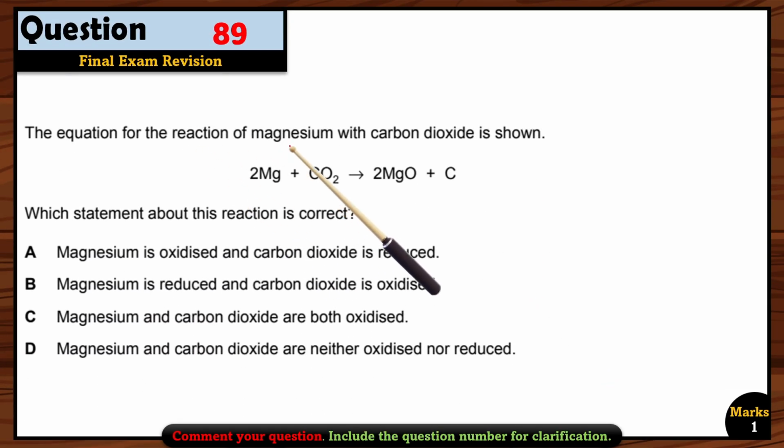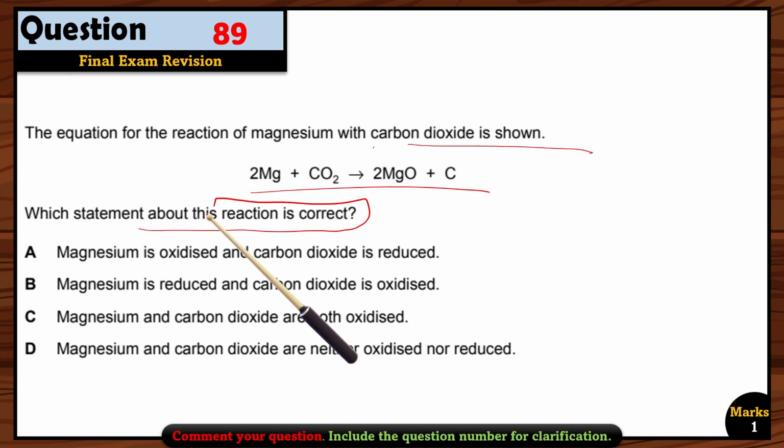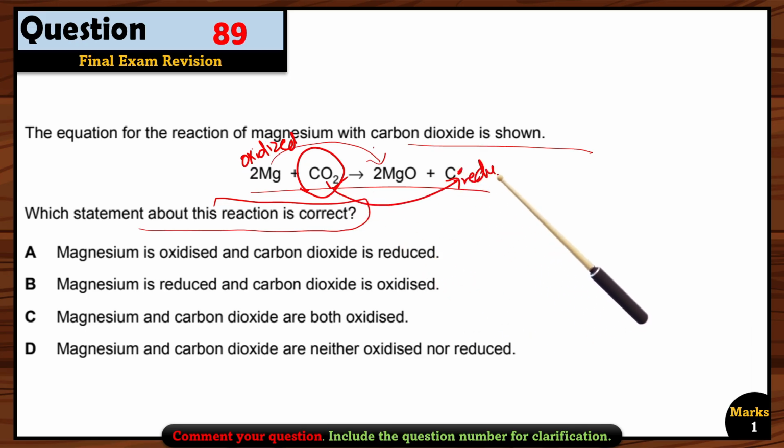The equation for the reaction of magnesium with carbon dioxide is shown here. Which statement about this reaction is correct? Let's see one by one. Magnesium is reacting with carbon dioxide, and now magnesium has taken one oxygen. What does it mean? It means when you gain oxygen, you are oxidized. So magnesium is oxidized. What about carbon dioxide? Carbon dioxide has lost its oxygen. So it means carbon dioxide is reduced, right? So now let's see one by one. Magnesium is oxidized, yes, and carbon dioxide is reduced. So this option is the right option.